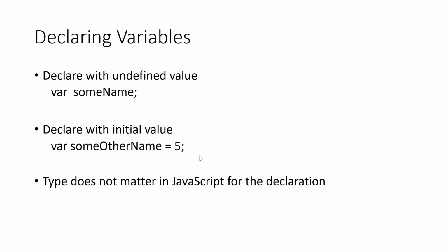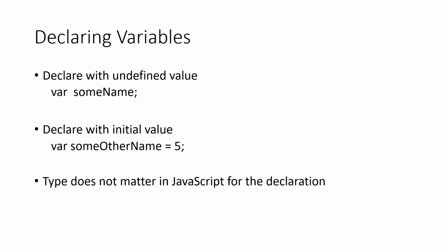So if we want to have a variable, the first thing we have to do is declare a variable. And we declare a variable by using the keyword var. The keyword var is just lowercase var. And then what comes after that is a space, and then whatever name you want your variable to be. There are a few rules about the name, but let's look at this example, some name.